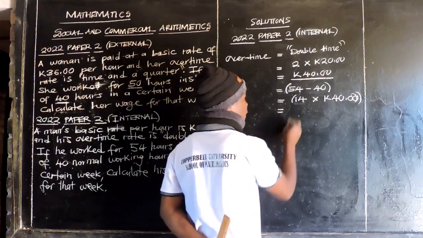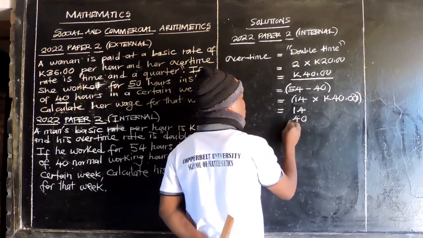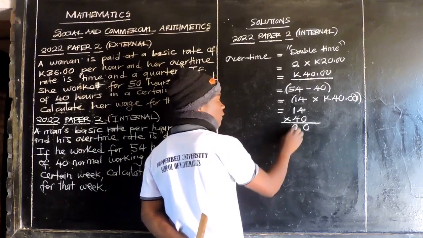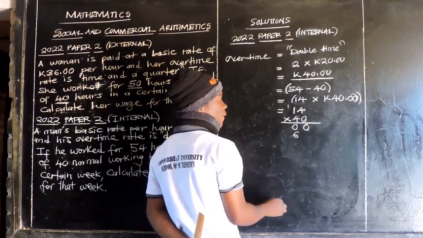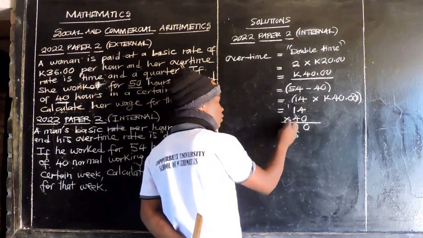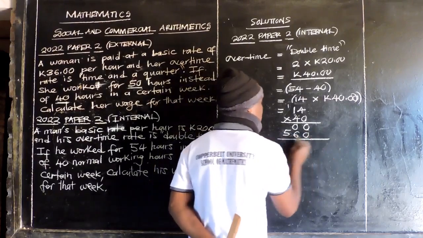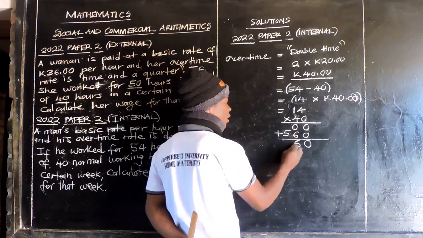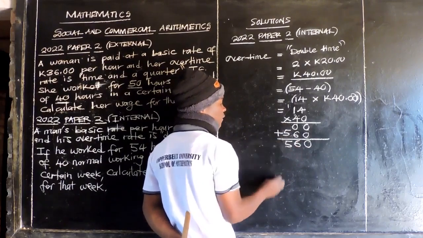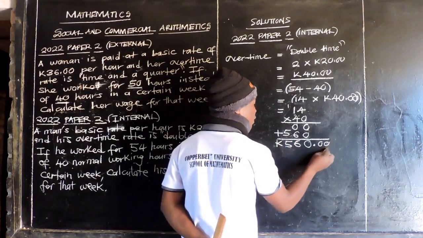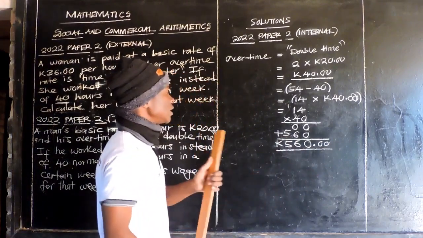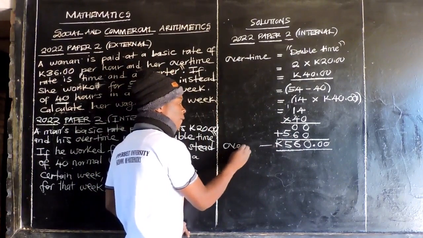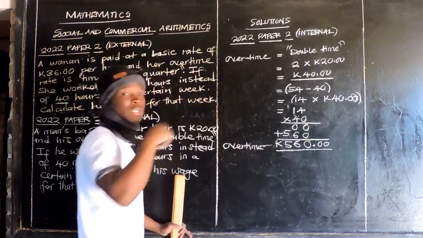So we are going to say 14 times 40. Look at this one. 0 times 4 gets 0. 0 times 1 gets 0. Then 4 times 4, 16. You write 6 and carry 1. 4 times 1 is 4, plus 1 is 5. Then you have 0 inside, so you can now add together. 0 plus 0 gets 0. Then 6 plus 0 gets 6. Then 5 plus 0 gets 5. So this is giving us 560. This 560 is his overtime for working 14 hours.